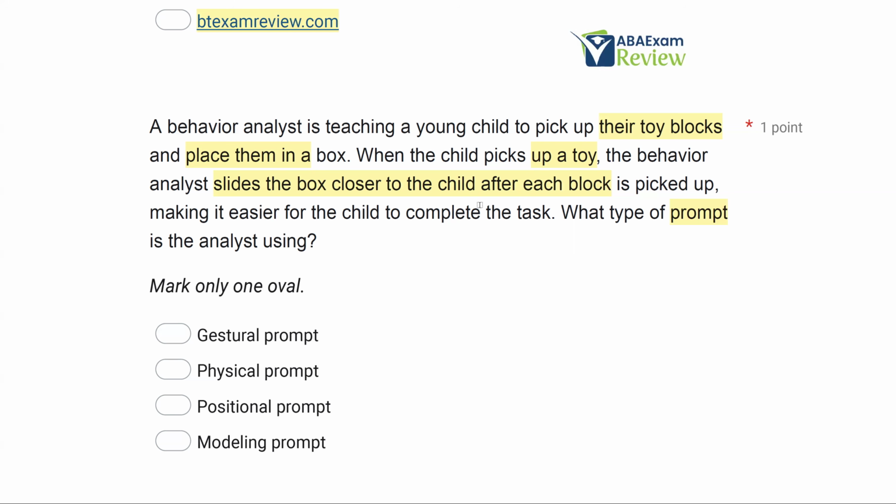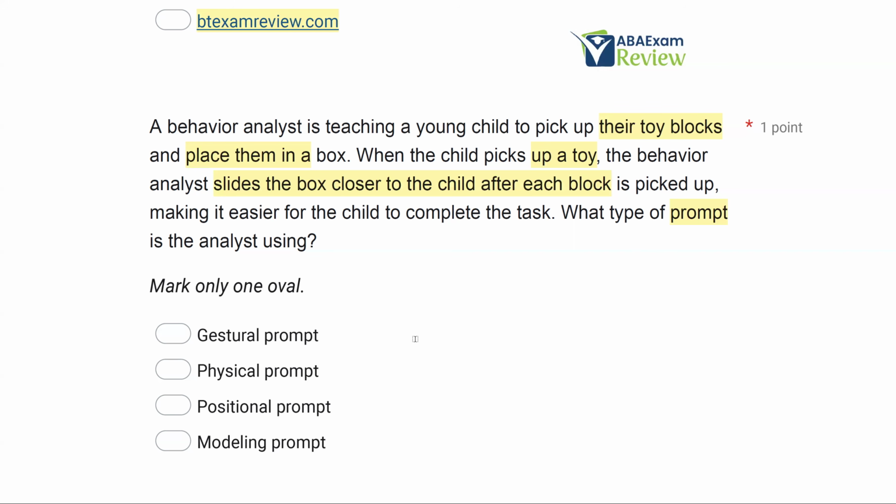Now, with this, what type of prompt is that analyst using? A, gestural prompt. A gestural prompt is going to act on the response itself, and it's going to be a motor movement indicating what we want to see. In this case, the analyst was not gesturing, but they were actually moving the actual stimulus and manipulating the stimulus itself. B, physical prompt. The analyst did not physically prompt the child, so we know physical prompt is out. C, positional prompt. Yes, with the movement of the box, the analyst is changing the position of the stimulus, which is evoking the response they want to see. That is the prompt we're looking at.